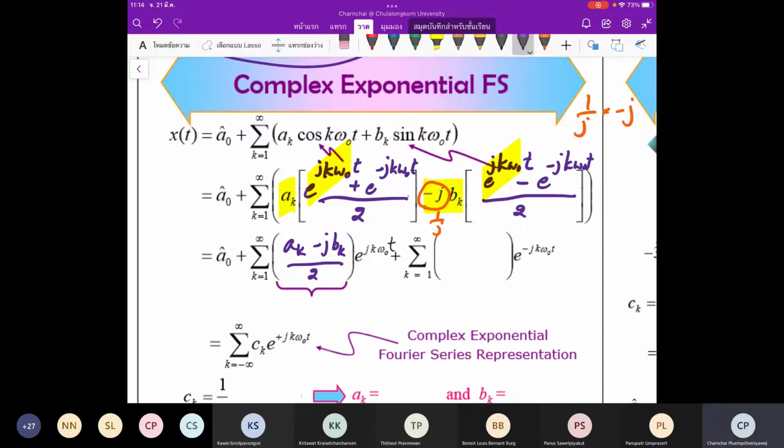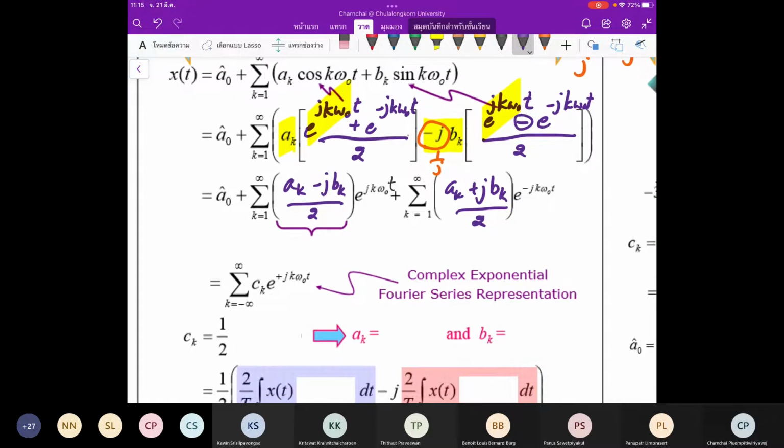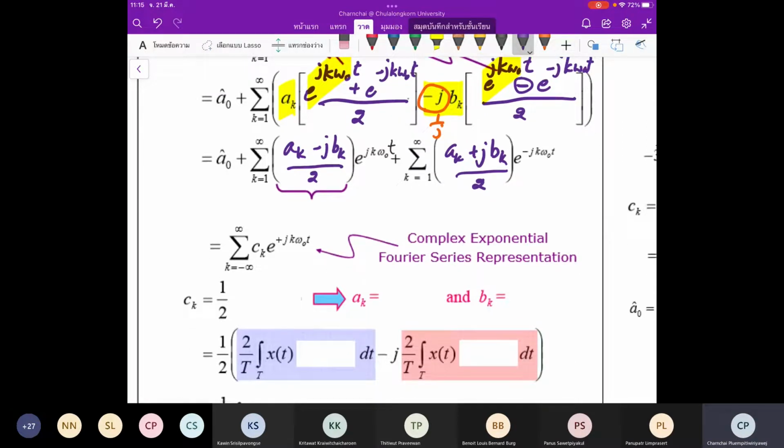And the coefficient of e to the negative j k omega naught t would be AK minus, there's a minus here, minus minus is a plus, jBK over 2. Just combine them, and I call this term CK.